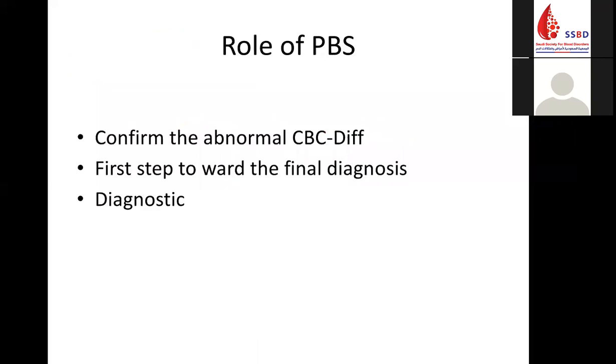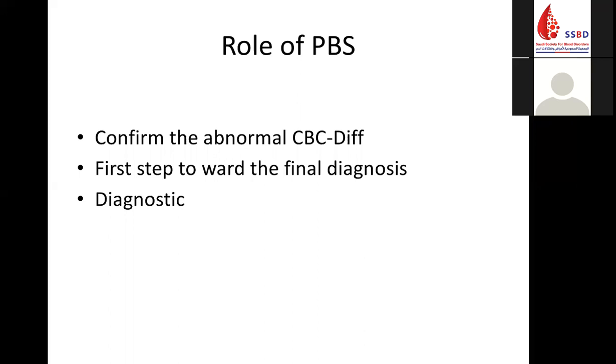I'll try my best. So to start with, I would like to explain the role of the peripheral blood smear in the diagnosis of lymphoma and leukemia. First of all, if you receive a call about abnormal circulating blood cells, then you need your peripheral blood smear to confirm this abnormal count and the circulating abnormal cells. So number one, it confirms the abnormality in the CBC and differential. And two, it is the first step toward a final diagnosis.